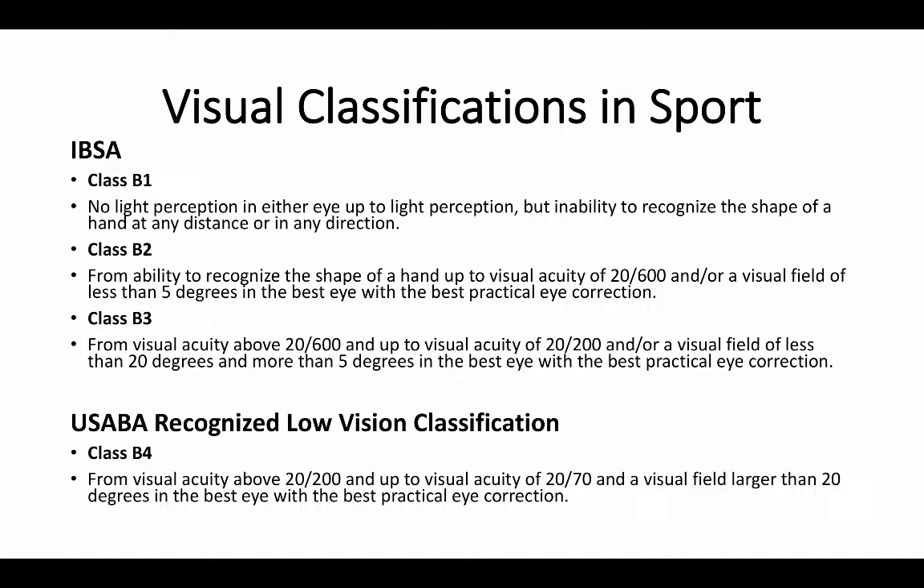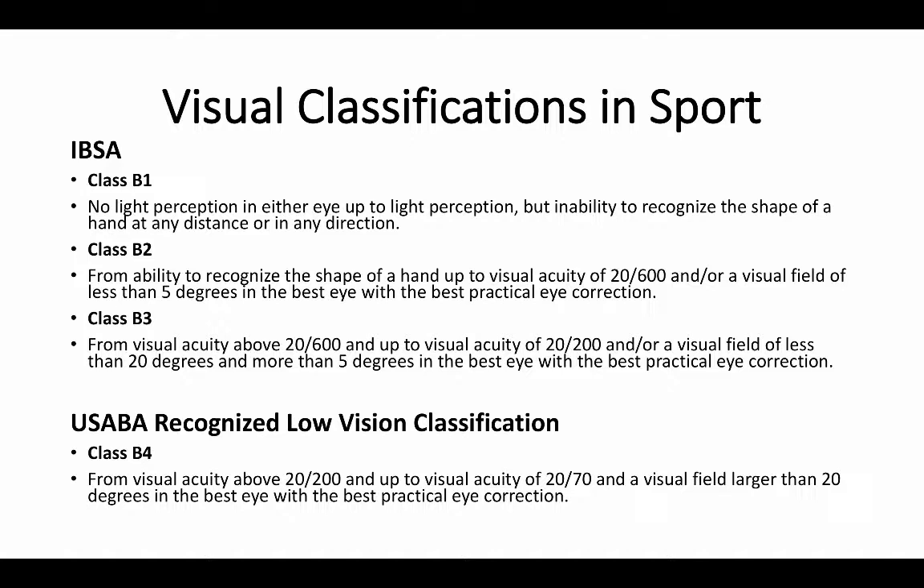B1 is your most severe vision loss, so no light perception in either eye, up to light perception, but the inability to recognize shape of hands at any distance or any direction. So pretty much that's blindness right there. B2 looks at a visual acuity of 20/600 in the better eye or less than 5 degrees of visual field. And then B3 is 20/600 up to 20/200, or less than 20 degrees but more than 5 in their best eye with correction.